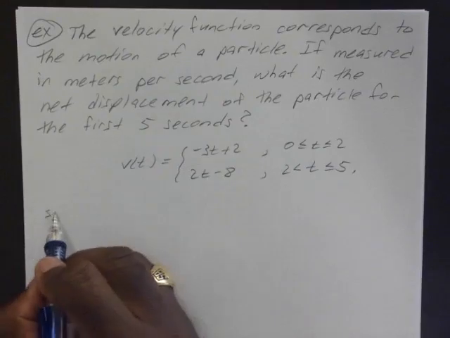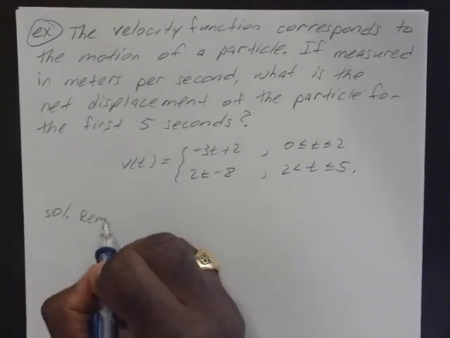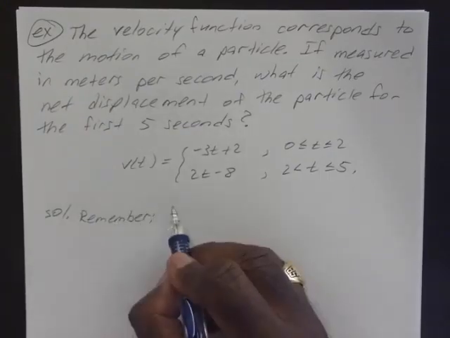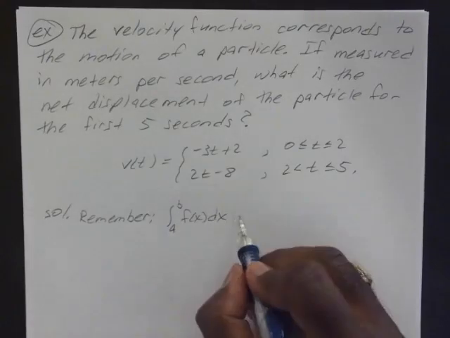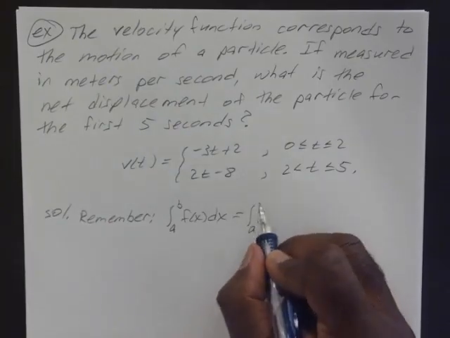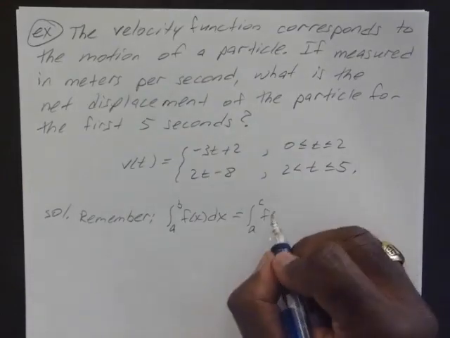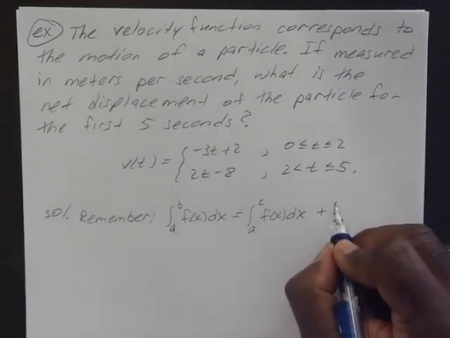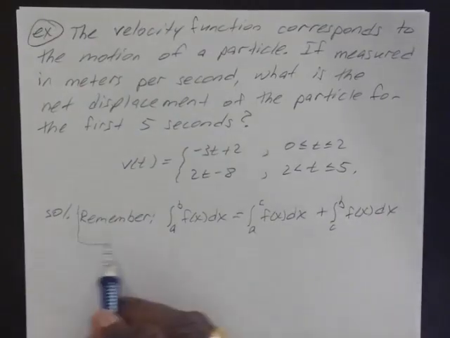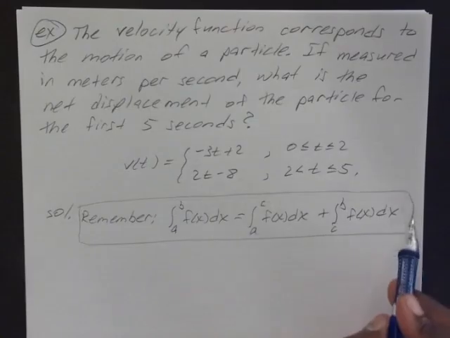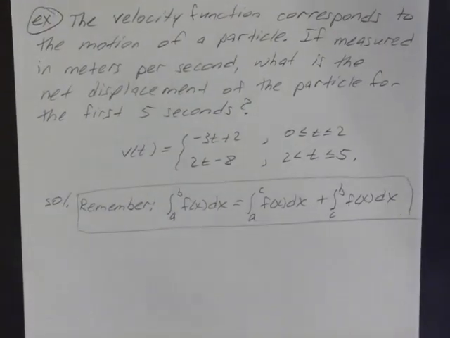So with this one, all you have to do is remember that we can take our integral from a to b of f of x with respect to x, and we can split it up as the integral from a to some value c of f of x with respect to x, plus the integral from c to b of f of x with respect to x. Okay, which is perfect for this one.